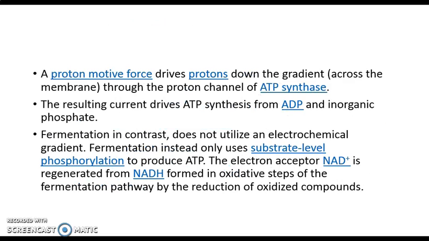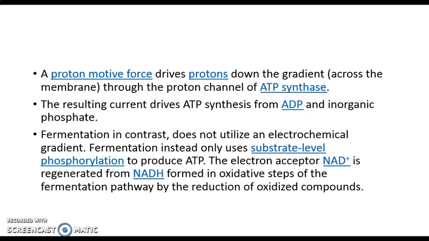A proton motive force drives protons down the gradient across the membrane through the proton channel of ATP synthase. So in the electron transport chain, there is a proton channel called ATP synthase, and the proton motive force drives the protons down the gradient through this channel. The resulting current drives ATP synthesis from ADP and inorganic phosphate. So as a result of the movement driven by the proton motive force, an ATP molecule is synthesized from ADP.